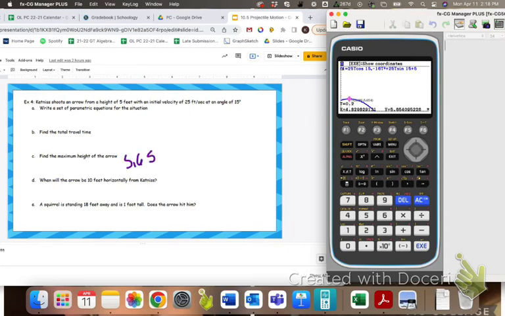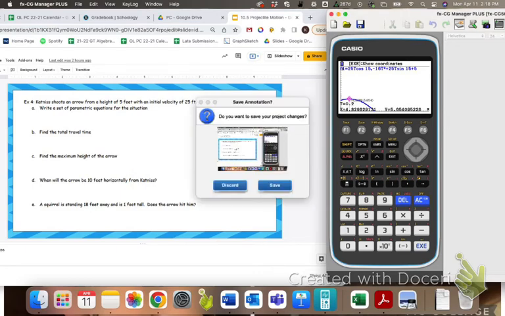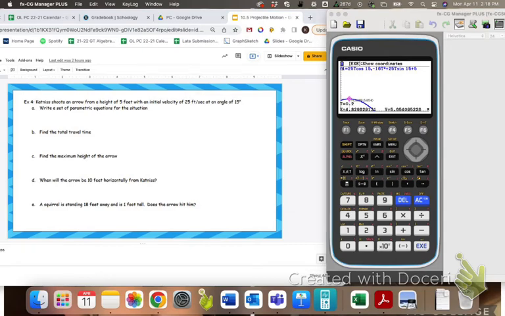When will the arrow be 10 feet horizontally from Katniss? So let's trace, and this time we're going to be checking an x value. Let's keep tracing. We're going to see when our x is 10. So when x is 10, there we go, right in there between 0.41 and 0.42. Since we're estimating, either one's going to be close enough, so we'll just say 0.41 seconds. Again, you're looking for what is t when x equals 10. That's what you were searching for there.